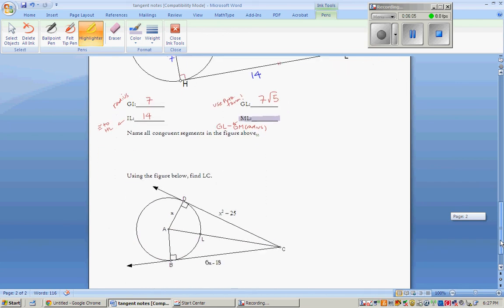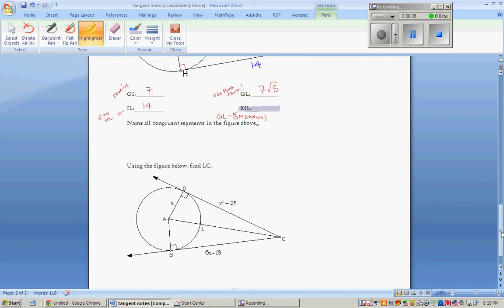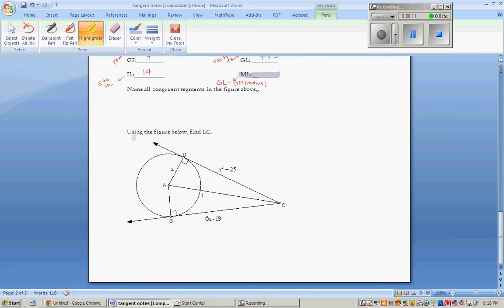We're going to skip "name all the congruent segments." And I want you to take a look at this. Using the figure below, find LC. LC is this little piece. Unlike the problem above, it's not going to come out to something weird with a funny square root. So try this problem. Everything's labeled. It's safe to say that this is a tangent line because we see the right angle. And it's safe to say that this one over here is a tangent line. And so, if you have two tangents from the same exterior point, we can say they're congruent.